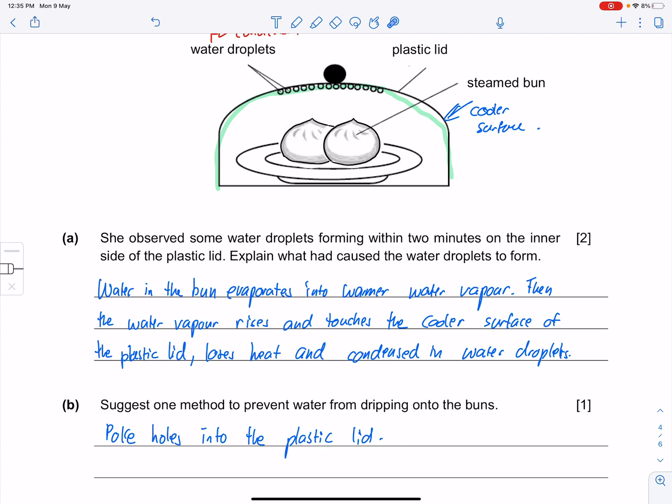That's one way. Another way would be actually to put a piece of paper on top of the bun, so that the water droplet would drip on top of the tissue paper. Now you cannot put something that is waterproof. Your tissue paper is still quite porous. It will still allow the hot water vapor to escape. But when the water droplets drip on top, it will absorb it. Alright?